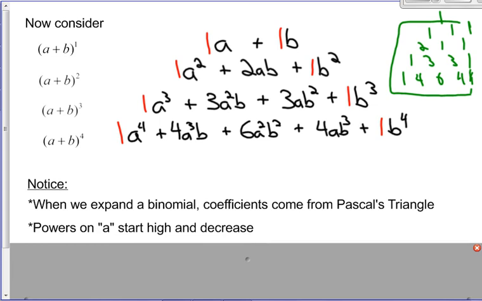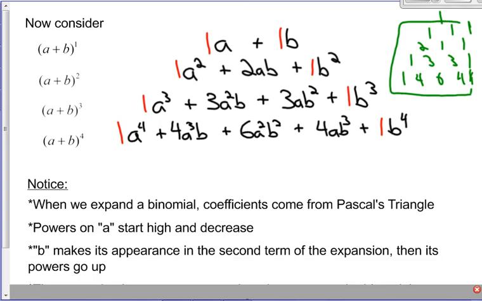So what we want to notice about binomial expansion is a few things. When we expand a binomial, the coefficients, those initial coefficients, come from Pascal's triangle. When we look at an expansion, the powers of a, they always start high. Like if it's a power of 3 on the binomial, it starts with an a cubed. If it's a power of 4 on the binomial, it starts with an a to the 4.